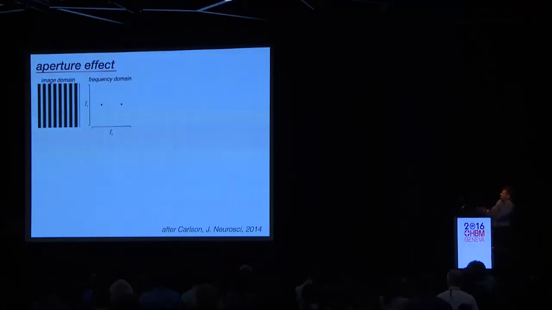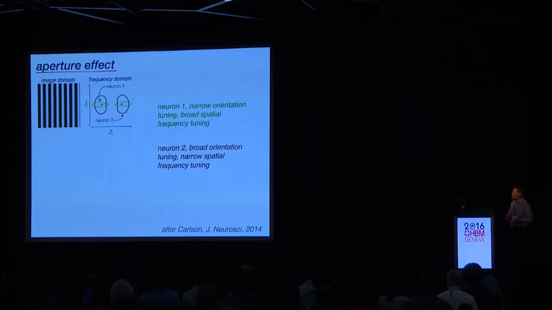So consider this vertical grating here. I'm showing the stimulus in the image domain and in the Fourier domain over here. Those two black dots are the Fourier power of the stimulus. I'm now going to show you two simulated neurons. There's a green neuron and a red neuron.